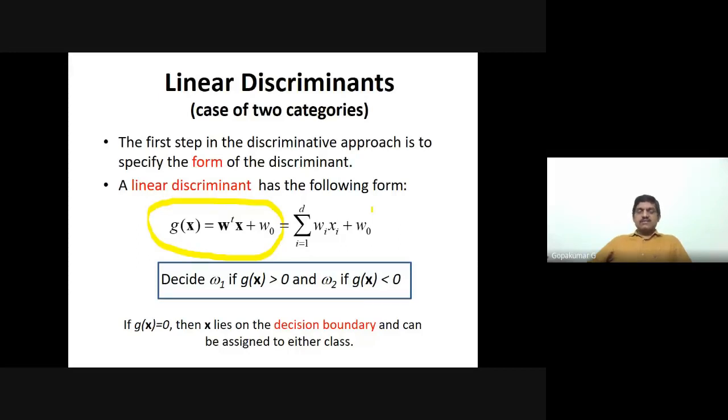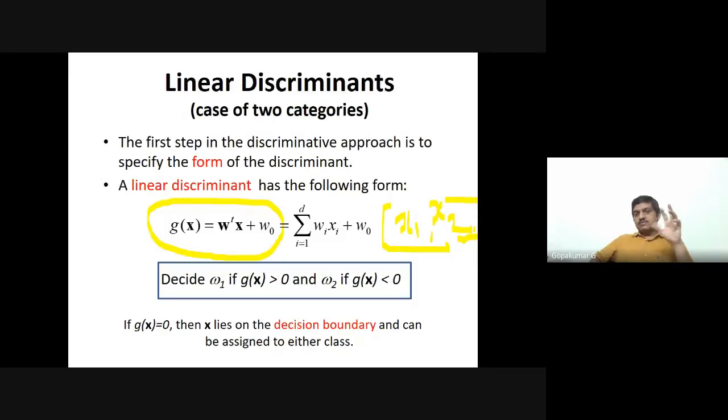Here g of x is the equation for the linear discriminant, which is W transpose X plus W zero. W is a vector, and we take the transpose of that vector times the X vector. W is a weight vector, X is an input vector. We already know that there is an n-dimensional data vector. In our case it's a two-dimensional vector, so you'll have two components, x1 and x2. But there can be x1, x2, up to xn, as a column vector or a row vector.